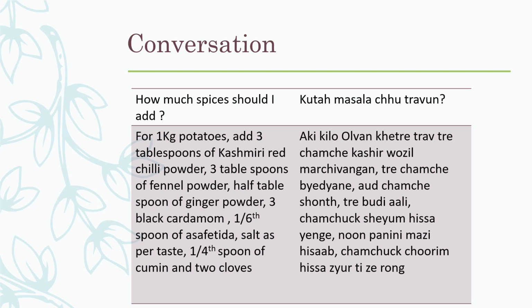1 kilo means 1 kilogram. 3 chamche means 3 tablespoons. Chamche is spoons. Odd means half. Odd chamche is half spoon. 3 bud earl means 3 black cardamom. Chamchuk shayam his would be 1/6 of the spoon. Noon panye maz hisab means taste. According to your taste, the salt. Noon is salt.